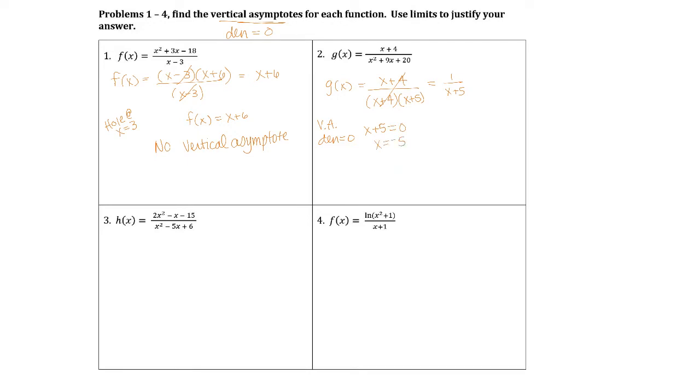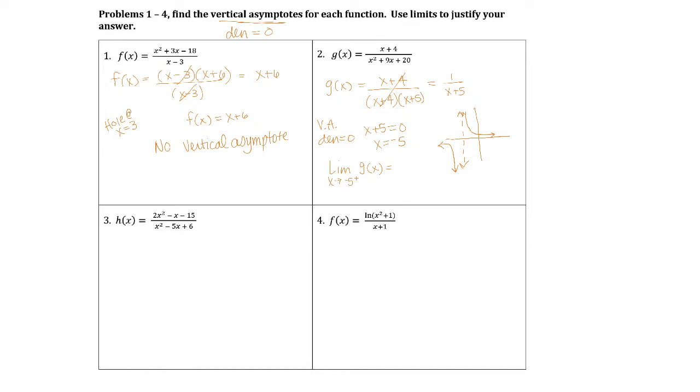Now to prove this with limits, keep in mind that you don't have to know the graph of this, but I'm going to draw it just so that we see what's going on here. We have this vertical asymptote, and the graph should do something like this, and something like this on the other side. So what we're going to do is find the limit as x approaches negative 5 from the right of g of x, and then we will find the limit as x approaches negative 5 from the left.